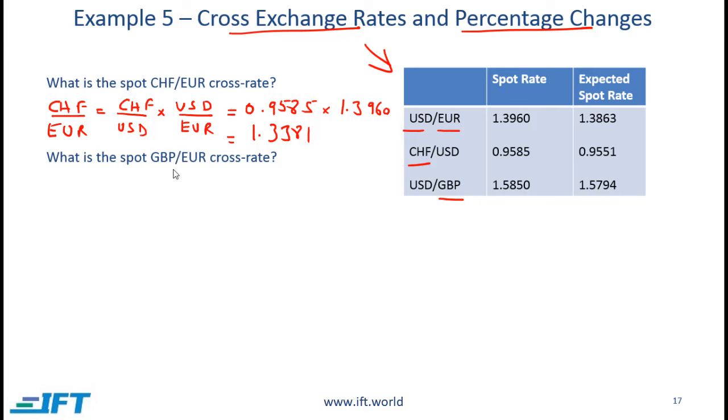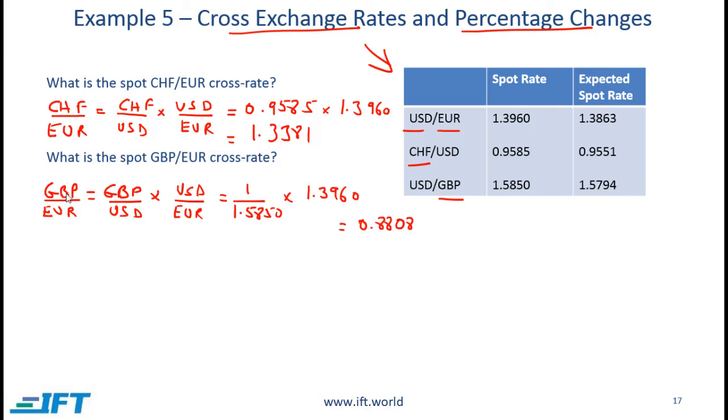What is the spot GBP euro cross rate? Here we need to find the GBP to euro exchange rate, and this is equal to GBP over USD times USD over euro. Again, notice that the USD will cancel out. GBP over USD. Here USD is the base currency, but in the information given, the GBP is the base currency. So we take the reciprocal of this number, which is shown right here, multiplied by USD to euro, and that is given right here. Do the multiplication or the division, and you have 0.8808 GBP for 1 euro.